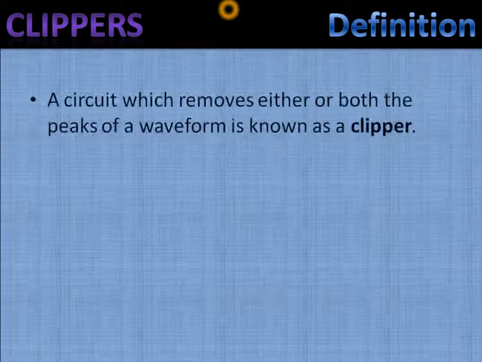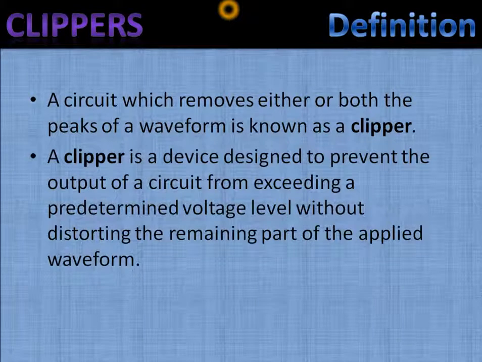The circuit with which we are dealing now are clippers. First, let's start off with the definition. A clipper is a circuit which prevents the output of the circuit from exceeding a predetermined voltage level without distorting the remaining part of the applied waveform by removing either or both the peaks from the input waveform.